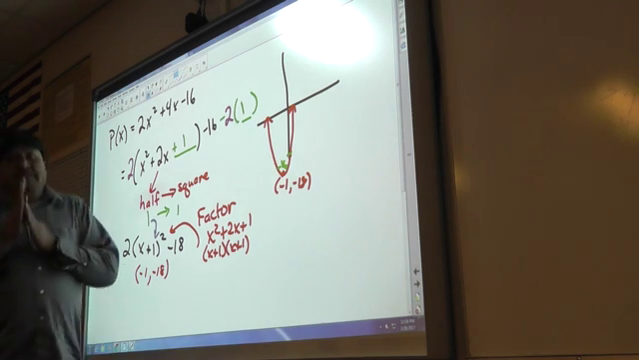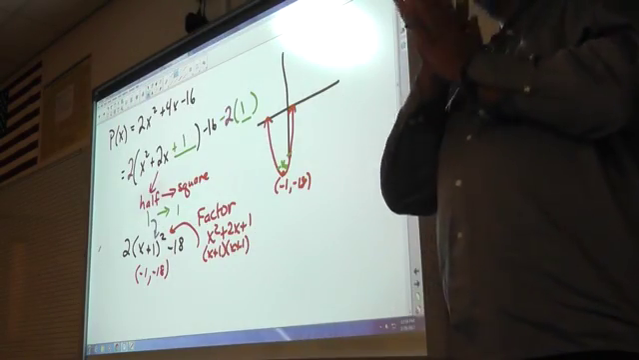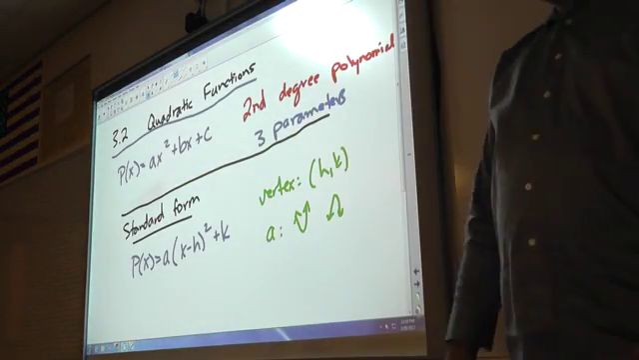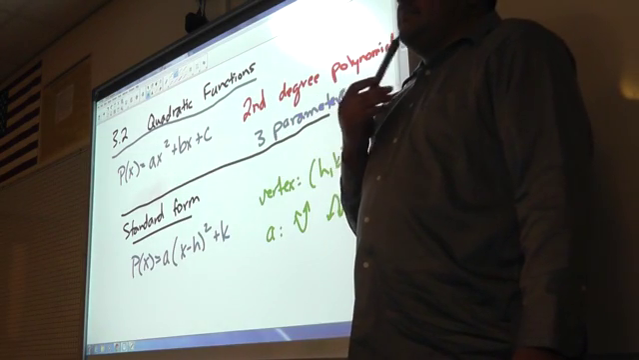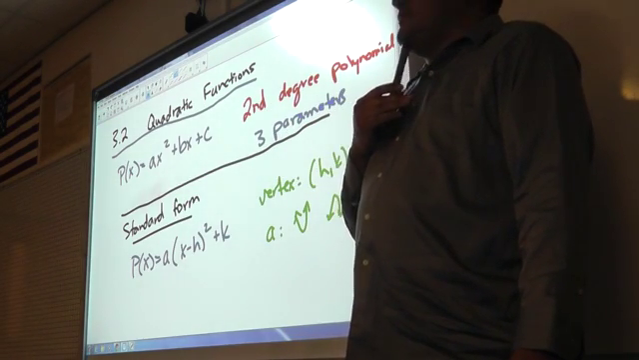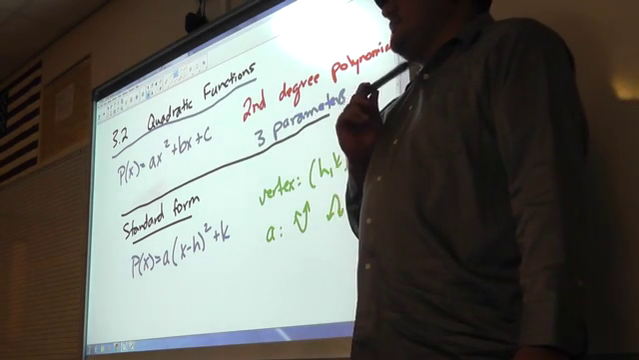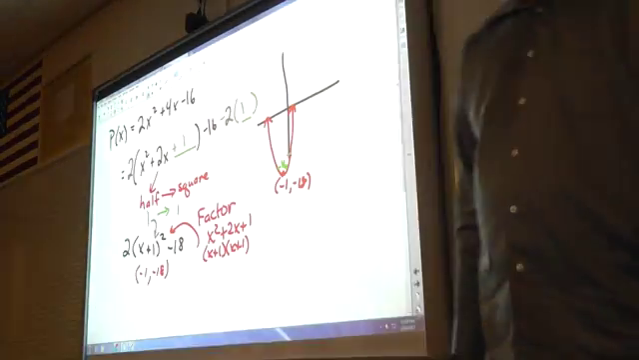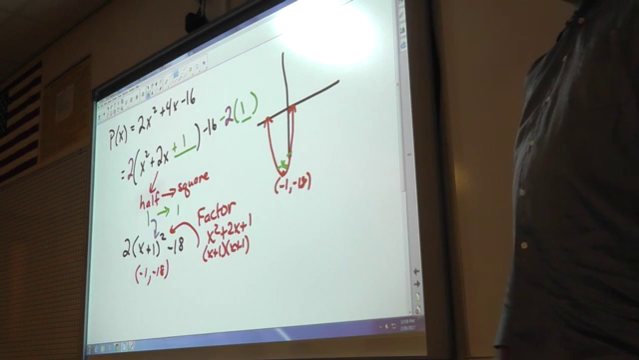Why is it negative? Why is it negative 1? What's the formula, standard form? A times x minus h squared plus k. Minus h, right? That's a good question. That's a silly mistake that we'll make. We don't want to do that. You could. Sometimes. Not always.